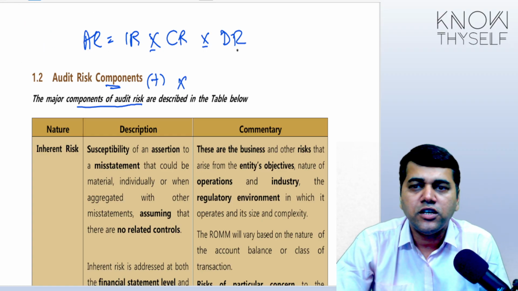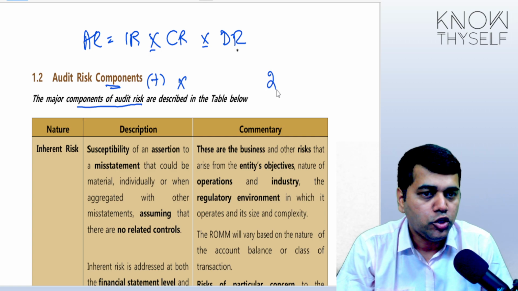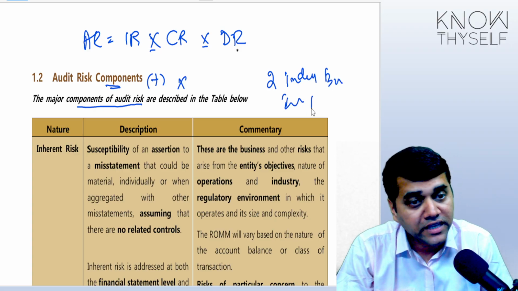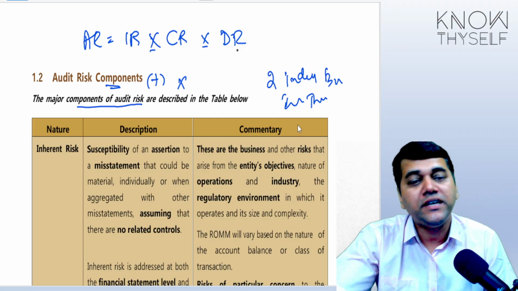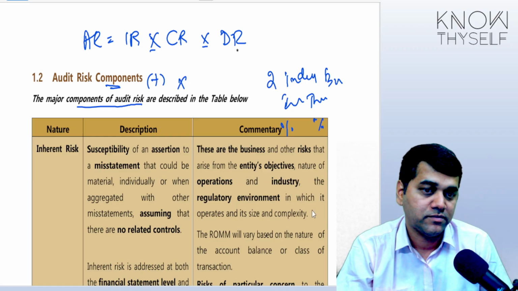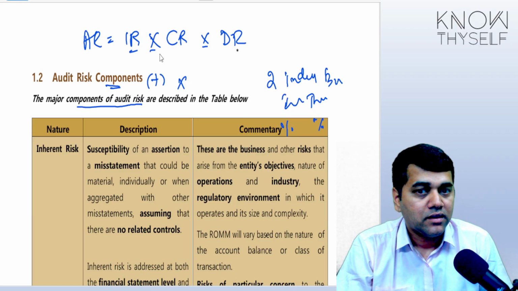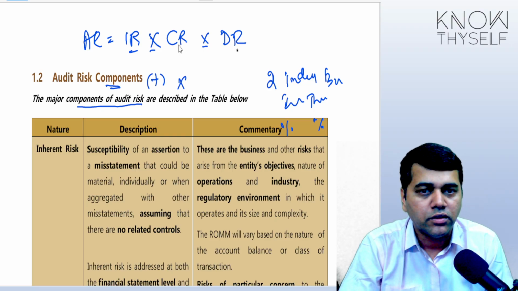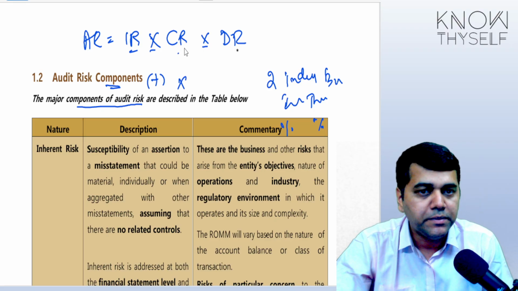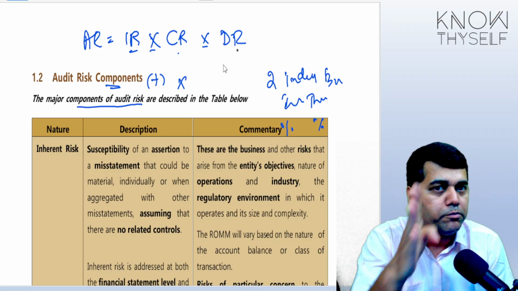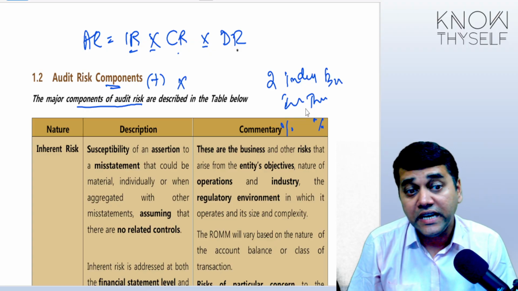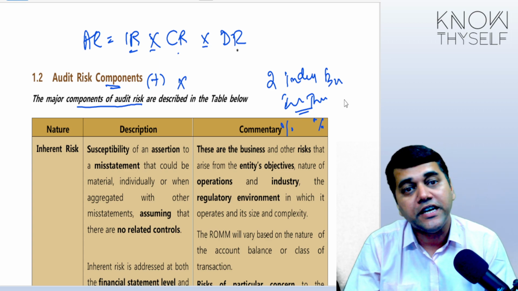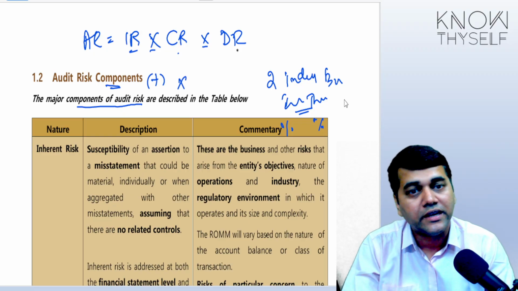He said when there are two independent but interdependent things which have independent probabilities, percentage of occurrence, like your IR, it doesn't listen to anyone. CR, you may have control, you may not have control. IR is independent, CR is independent, DR is independent. Please understand, all the three components are independent, but they are interdependent, interrelated. They are not unrelated.